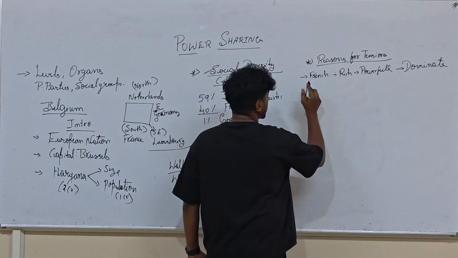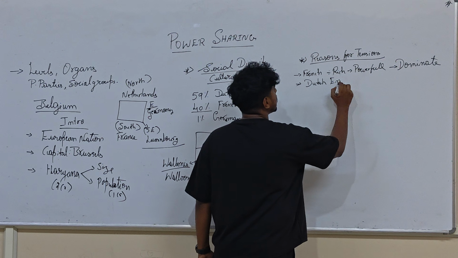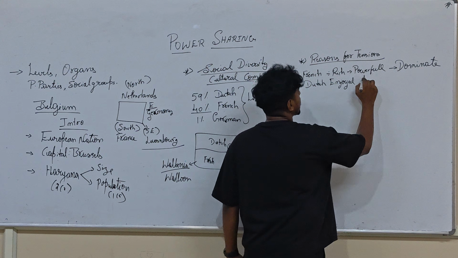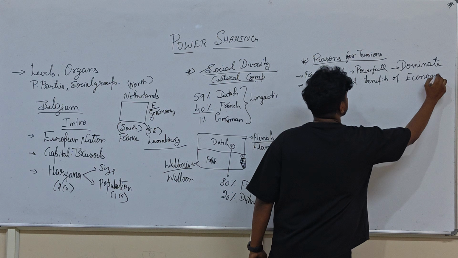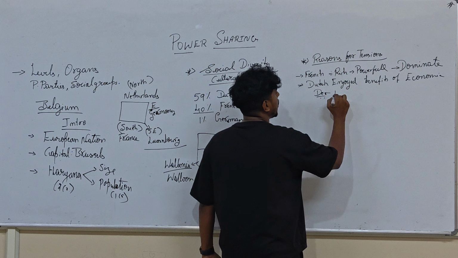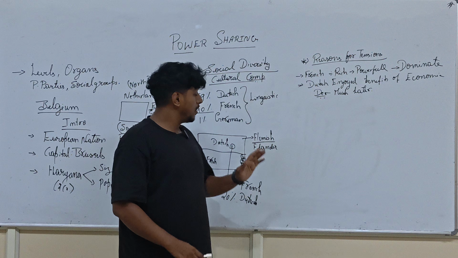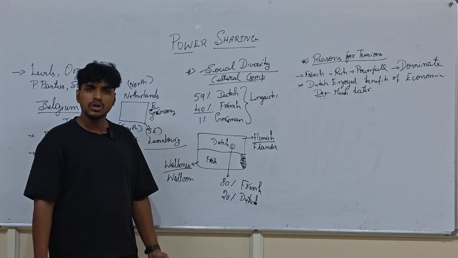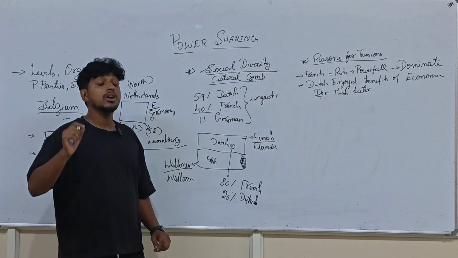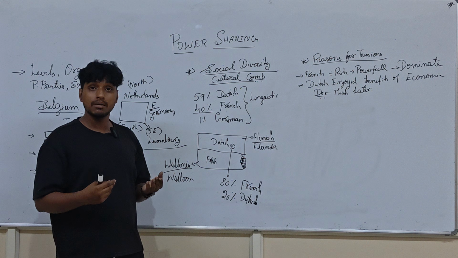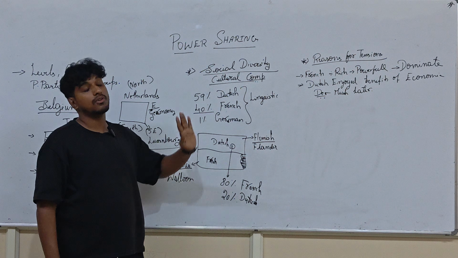Then the benefits of economic development were enjoyed by the Dutch much later. All the provisions and preferences were given to the French first because they were rich. Whatever it might be, educational provisions or any kind of facility in Belgium, the French enjoyed it first. Even though the Dutch were the majority, they got all the benefits and facilities later. This was one of the reasons for tension between French and Dutch.